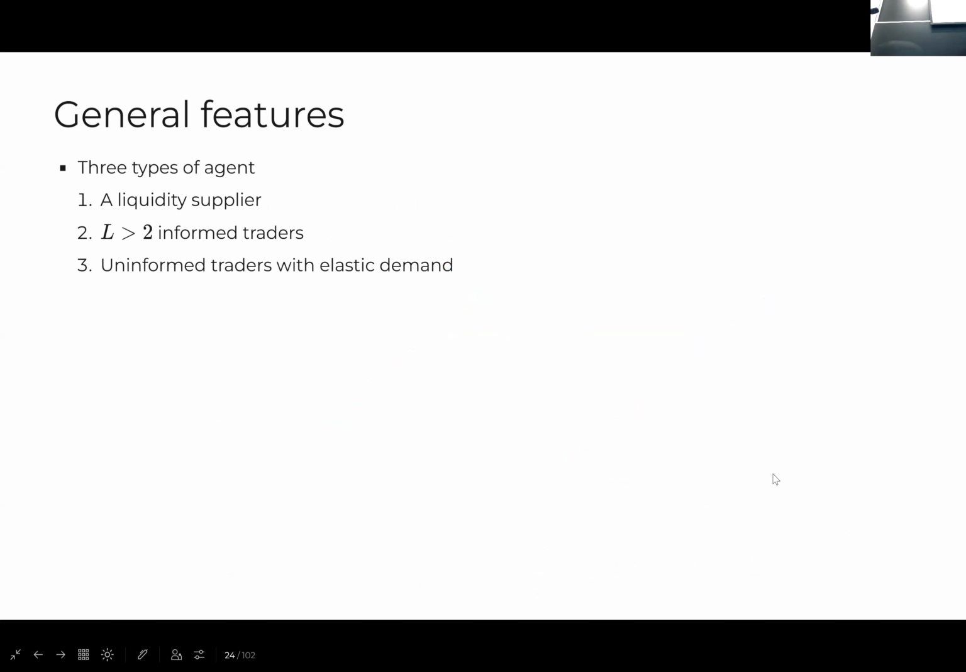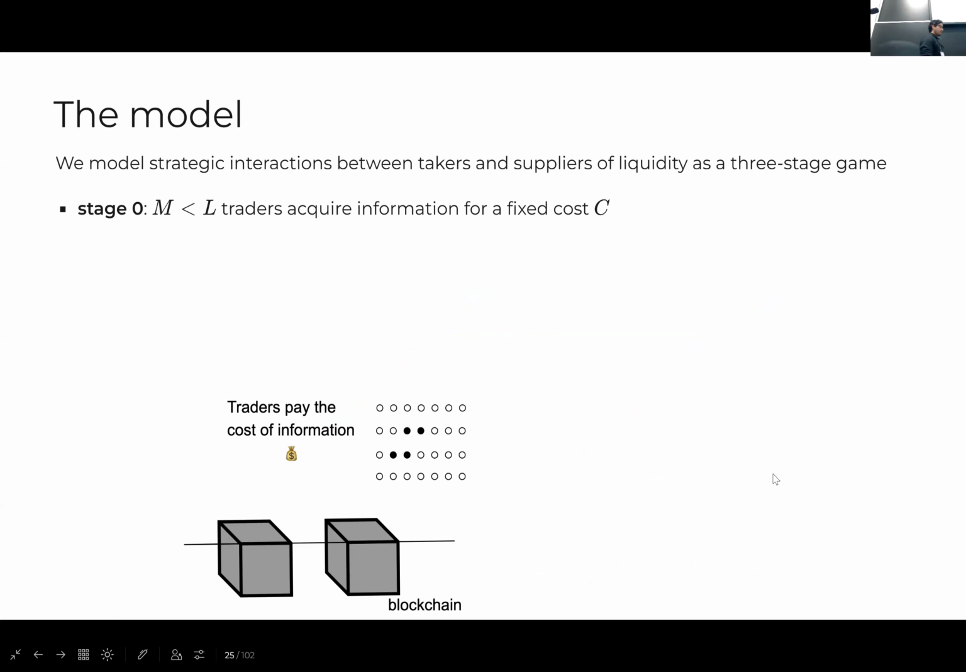I will assume an economy with 3 types of agents: one representative liquidity supplier, a universe of L informed traders, with L larger than 2, and uninformed traders with elastic demand. My model is a 3-stage model to describe the strategic interaction between suppliers and takers of liquidity in the blockchain. At stage 0, there will be a subset M, smaller than L, of traders that will pay a fixed cost C to acquire or observe private information. You can think of this cost C as setting up a blockchain node, buying some private data, or anything that you have to pay for to be able to engage in speculative trading.